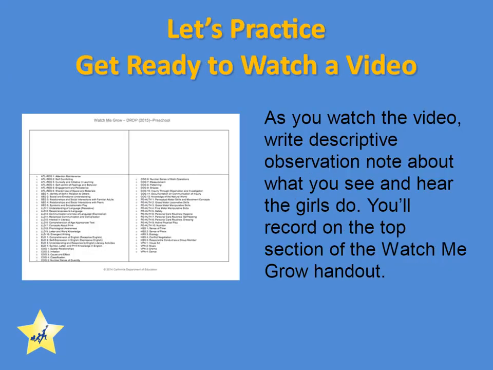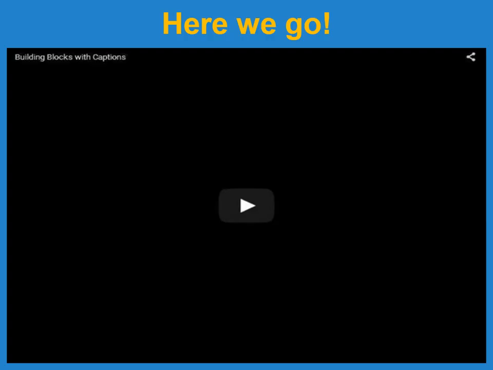Let's practice. Get ready to watch a video. As you watch the video, write descriptive observation notes about what you see and hear the girls do. You'll record on the top section of the Watch Me Grow handout. Here we go. Click the play button in the gray video control bar at the bottom of the screen.